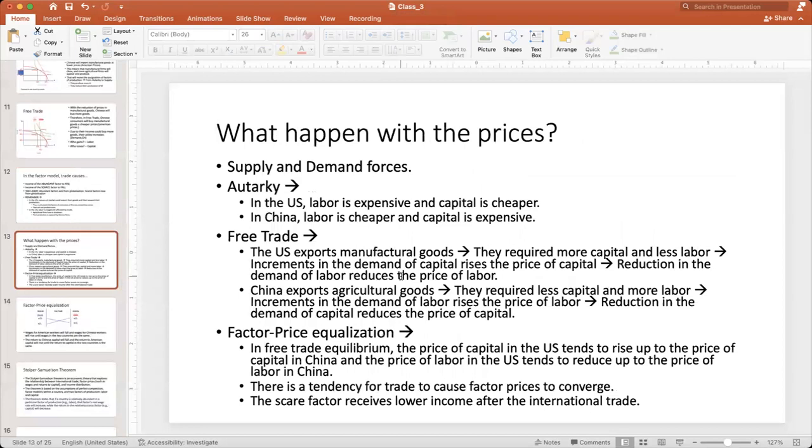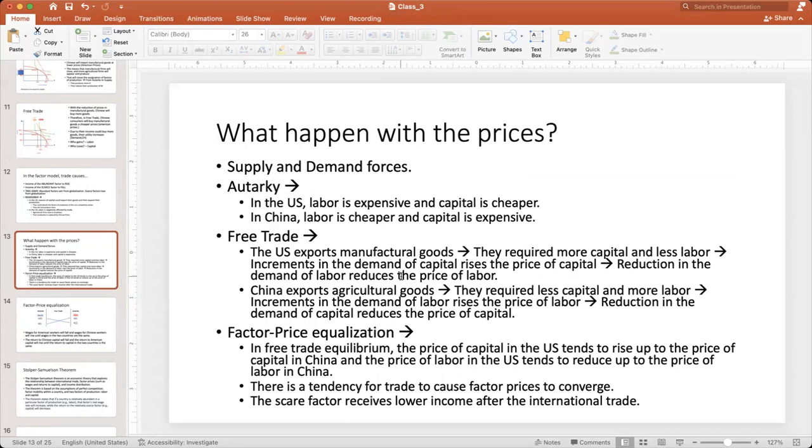What happens with the prices? So here, the prices are being explained by the supply and demand forces. In autarky, in the US, labor is expensive and capital is cheaper. In China, labor is cheaper and capital is expensive. Why? Because the US is capital abundant and China is labor abundant.